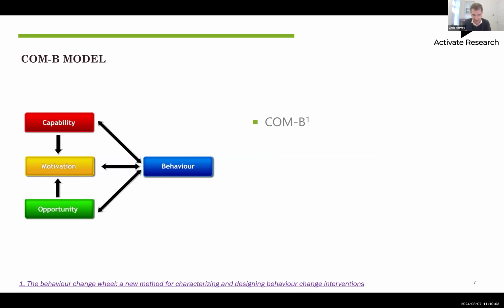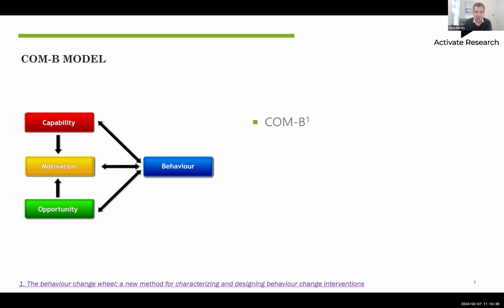To bring this to life a bit more, I'm going to introduce you to a model which 1 or 2 of you may have heard of, which I use quite a lot and which will form the basis of the next 10 minutes or so in this session. The COMB model was developed out of University College London by synthesising findings from 19 different behaviour change frameworks. So it has great academic rigour, but at the same time, it's pretty intuitive and it's pretty applicable across a wide range of situations.